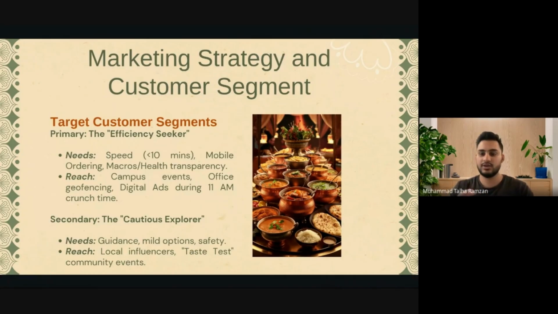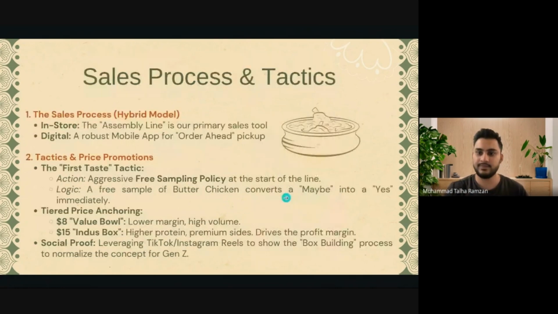And the secondary is the cautious explorers, people who want mild options, who have specific allergies and such. So how we reach them is through local influencers and taste tests at community events.